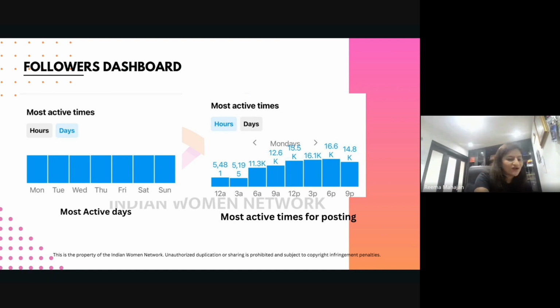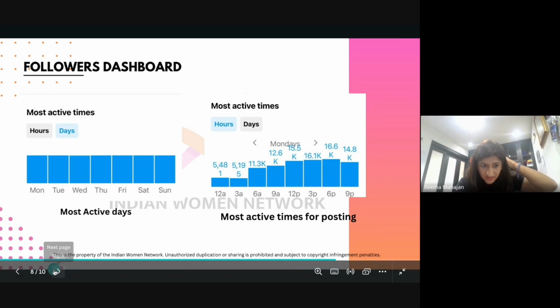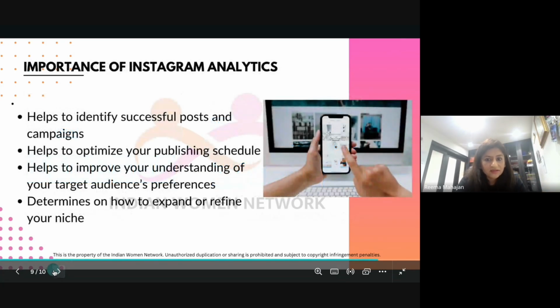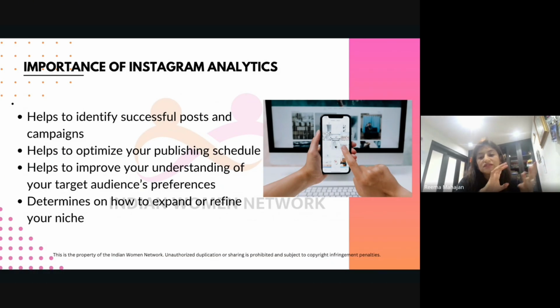Brilliant. I think that is awesome. Okay, let's move on. I think we're at the end of the presentation, probably. So those were the key things I wanted to show you in Instagram professional dashboards and insights, and this is where you use it. It helps you to identify your most successful posts.